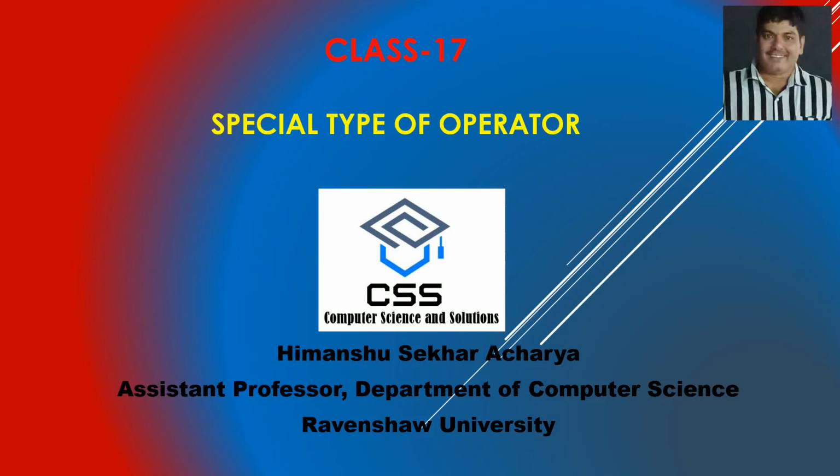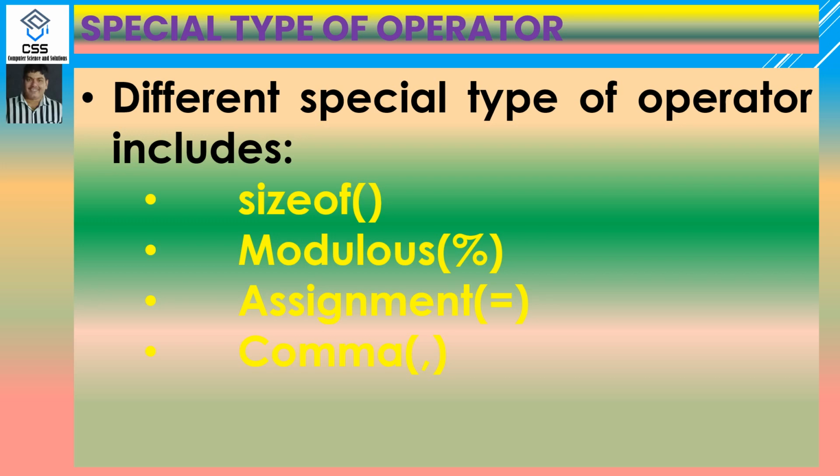Students, in today's class we have to discuss the remaining operators, which are special types of operators. Till last class we discussed arithmetic operators, which include unary, binary, ternary, relational operators, logical operators like and, or, not, and various bitwise operators. In today's class we discuss the remaining operators. I think whatever operators I delivered in the last session, you understood well. The remaining operators we discuss today are different types of special operators, which include the sizeof operator, modulus operator, assignment operator, and the comma operator.